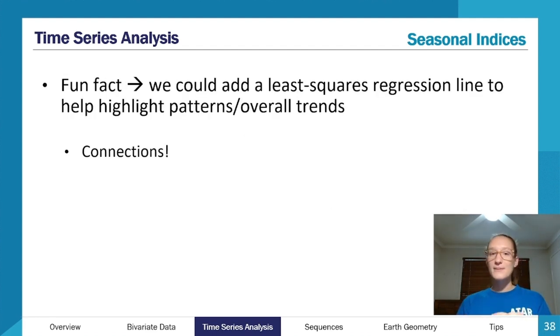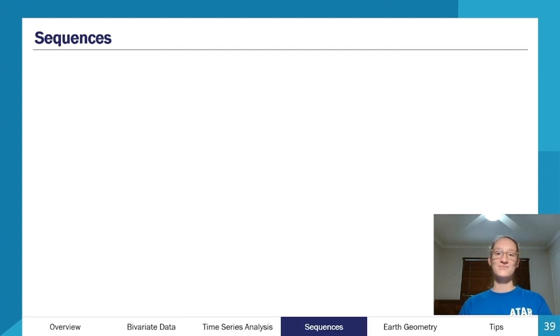I know I haven't spent too much time on that, and we haven't gone in depth on how to calculate seasonal indices. I'd encourage you to do some practice questions and find some helpful videos and resources if you want to do some extra study. And another little connection: if we wanted to add a least squares regression line, like a trend line, to a time series plot, we definitely could, to help highlight those overall patterns and trends. So again, just making more of those connections.